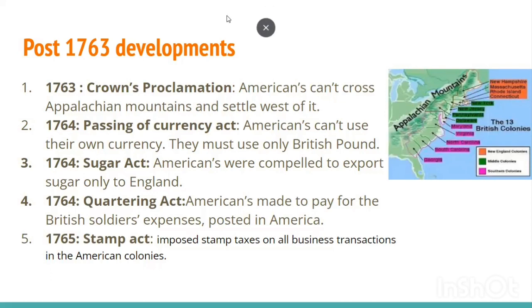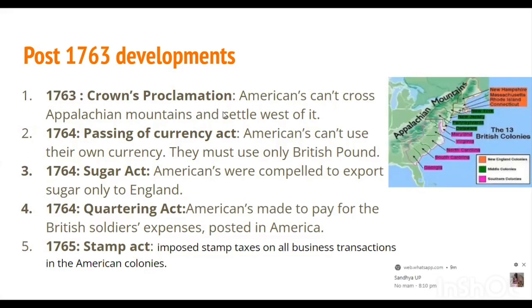The third act was the Act of 1764, the Sugar Act. Now, what is this Sugar Act? Sugar was in great demand in England. So Americans were compelled to export all their sugar only and only to England. Whatever raw material and things were required in England, they ensured that these were fulfilled from America, and the colonists were compelled to export only to England. It means they would not have any option. They have to sell it to England only at prices predetermined by England. So there was a restriction on price as well.